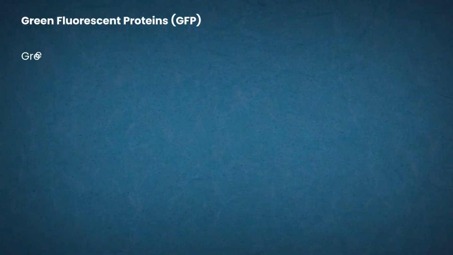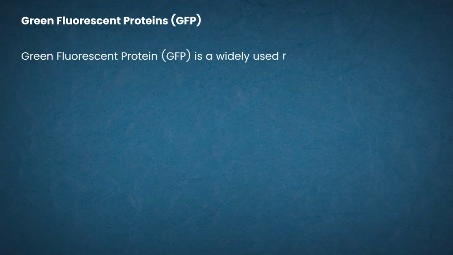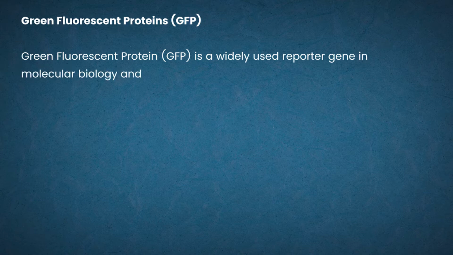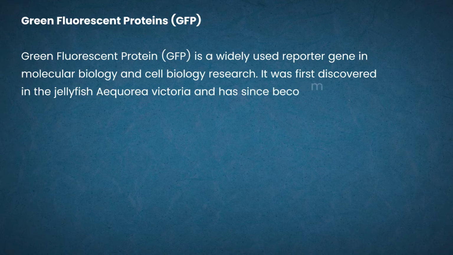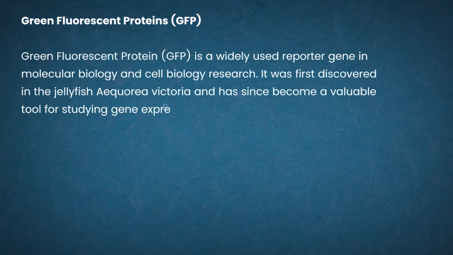We will start with green fluorescent protein or GFP, one example of a reporter gene. GFP is a widely used reporter gene in molecular biology and cell biology research. It was first discovered in the jellyfish Aequorea victoria, if I am not wrong, and has since become a valuable tool for studying gene expression, protein localization and various cellular processes. So, what does it do?